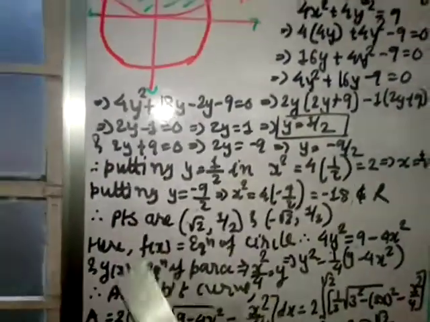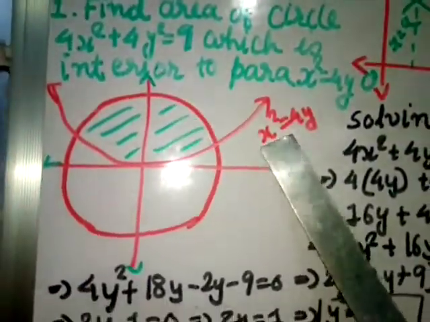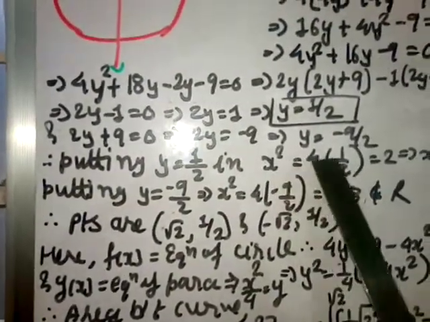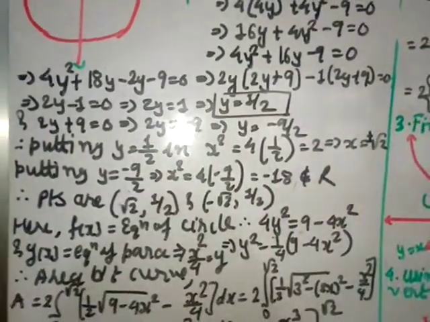We have to find the x coordinate, so we put both values of y in the equation of the parabola, that is x square is equal to 4y. Putting y is equal to 1 by 2 in x square equal to 4y, 4 into 1 by 2, cut by 2, you get 2. Take the square root, so plus or minus root 2.